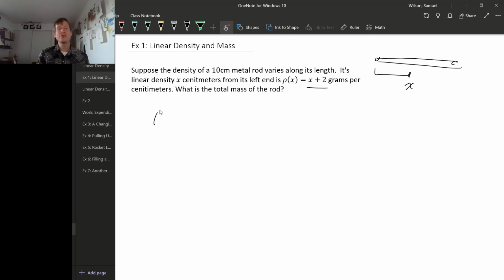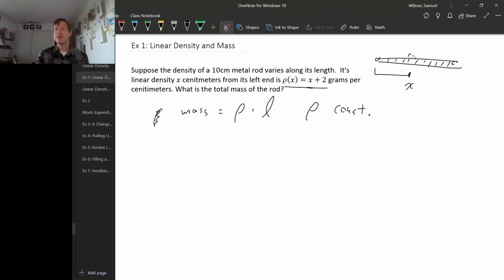Well, we had this formula that mass is equal to linear density times length, but this is only if the linear density is constant, and this linear density isn't constant, it's a function of x. So we can't use this equation immediately for the entire rod, but what we can do is break the rod up into tiny little pieces, pieces so small that the density doesn't have time to change as we look at just one of these pieces.